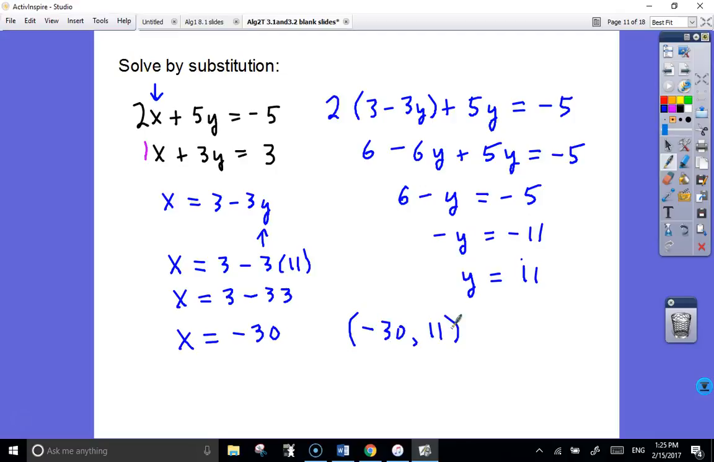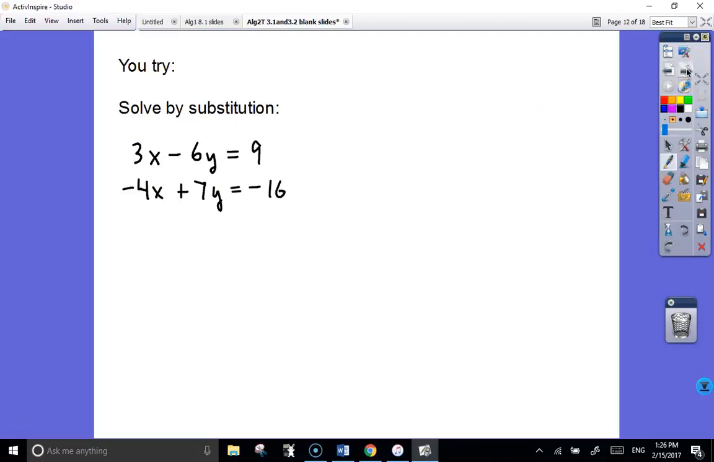You could check it by plugging it in, right? 2 times negative 30 is negative 60, plus 55 is negative 5. Negative 30 plus 3 times 11, negative 30 plus 33 is 3. So that checks. So try that one. I would have definitely gone this way.